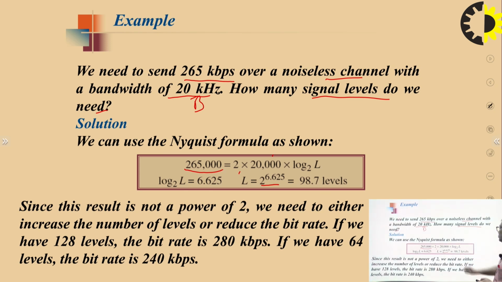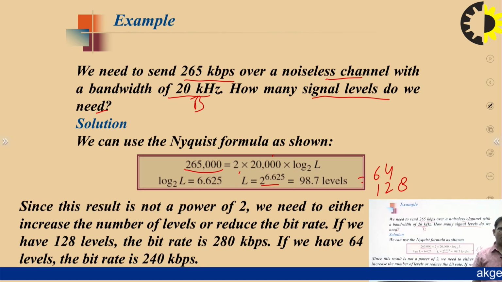6.625. This is not an integer power of 2, and we cannot have levels in decimals. So either we can use 2 to the power 6 or 2 to the power 7. What do you think? If you think the channel can accommodate more, then obviously you can use 2 to the power 7. But if you think that by increasing the levels we can lose reliability, then you can assume 2 to the power 6. So it means either 64 or 128.